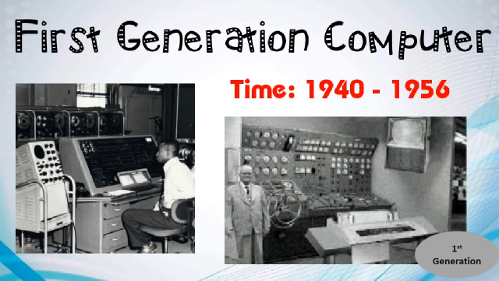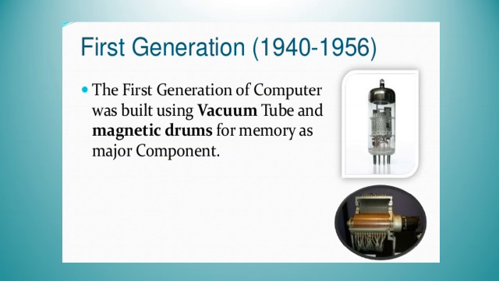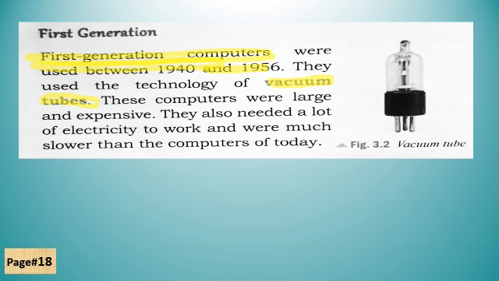The time period of first generation computer is 1940 till 1956. The first generation of computers was built using vacuum tubes and magnetic drums for memory as major components. The technology used in first generation is vacuum tubes and the time period is 1940 till 1956. Now we're reading about the first generation of computer.